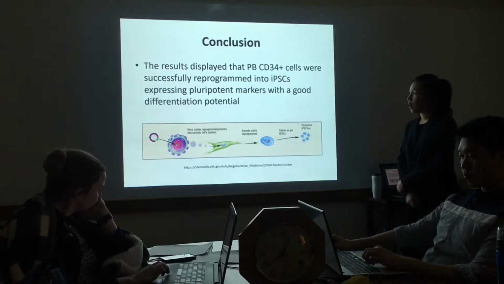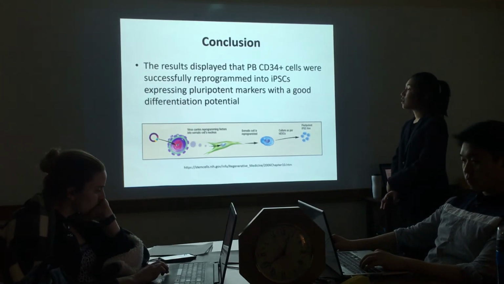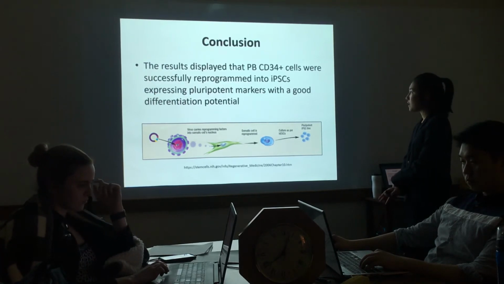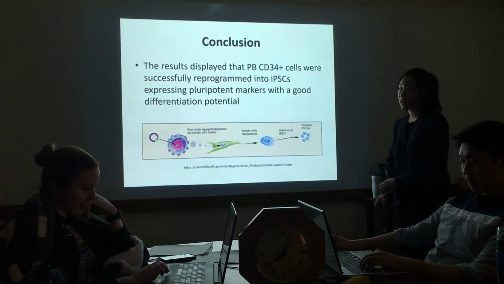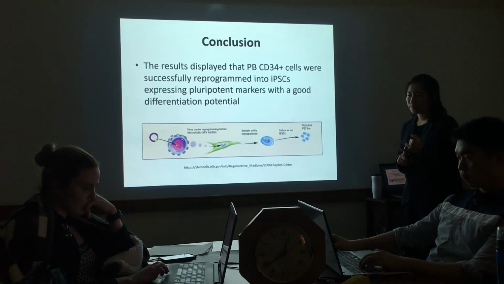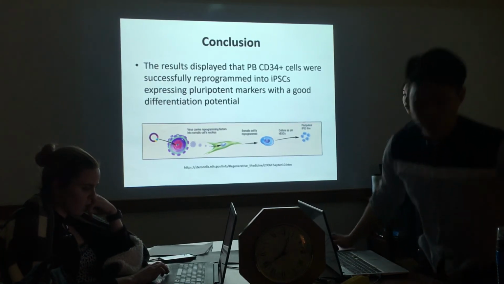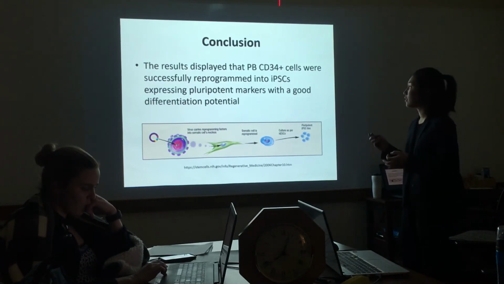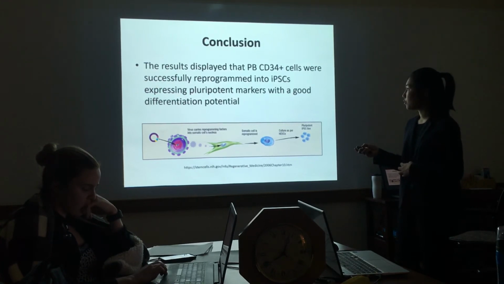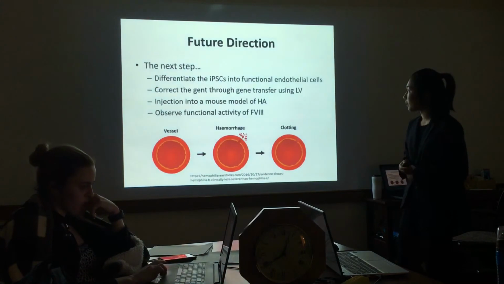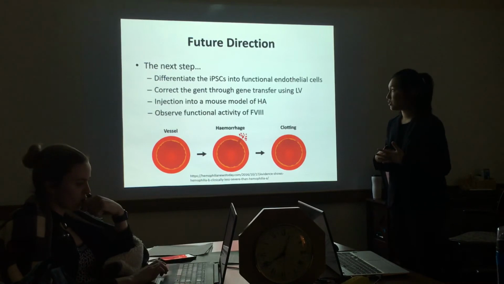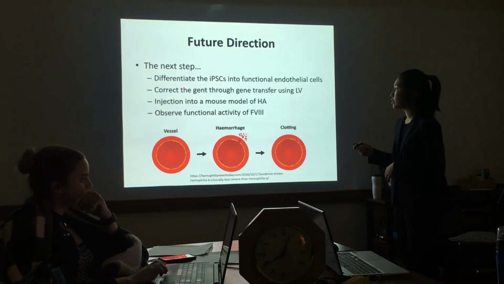So in conclusion, all those results displayed that peripheral blood CD34 plus cells were successfully reprogrammed into iPSC expressing pluripotent markers with a good differentiation potential, because you can see that they expressed stem cell markers, they expressed the 3 germ layer markers, and endogenous reprogramming factors. It has very good pluripotency and differentiation potential.